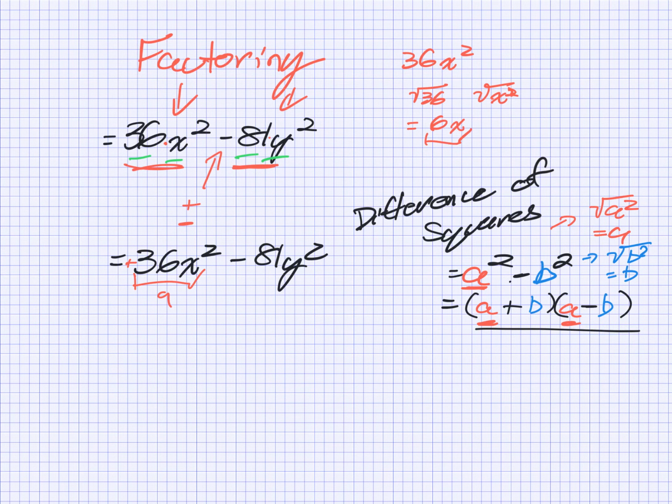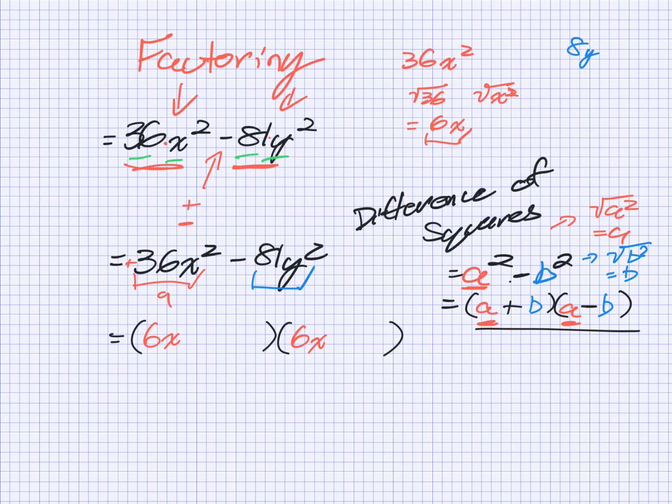So the first term that we're going to set in each of the two brackets that we've set up at the end here is actually just going to be 6x and 6x. The second term here, which we can call b, is 81y squared.